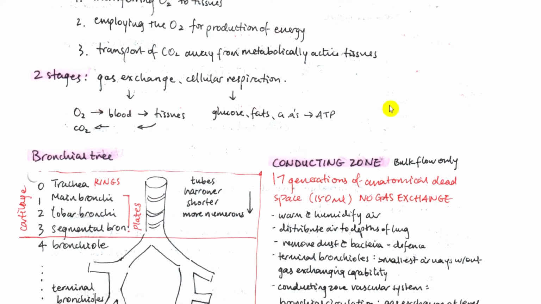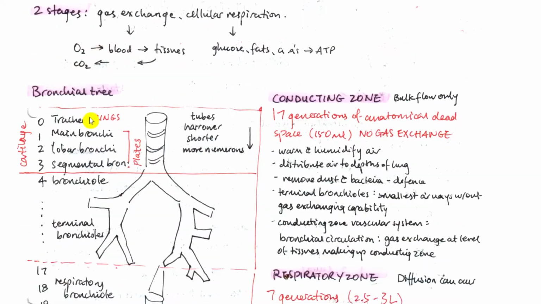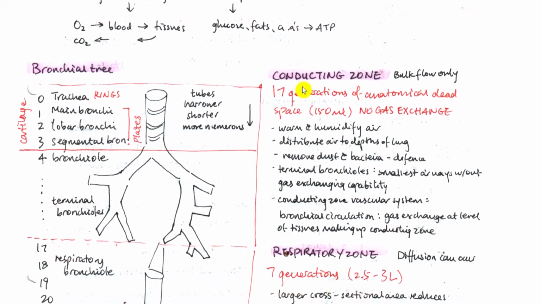So it's getting rid of the waste as well as getting the products, the oxygen and the glucose, to the parts of the body that need it. So there's two stages of respiration, which are gas exchange and cellular respiration. Gas exchange is all about getting the oxygen to the blood and to the tissues and getting the carbon dioxide from the tissues into the blood and then out of the body. Whereas cellular respiration is all about converting the oxygen and glucose to fats, amino acids, and ATP eventually.